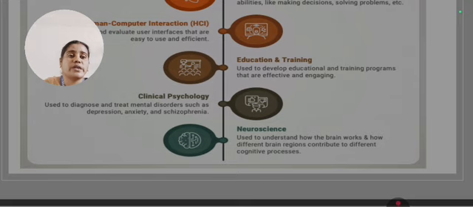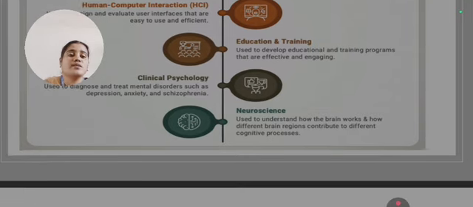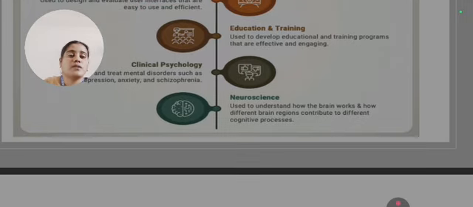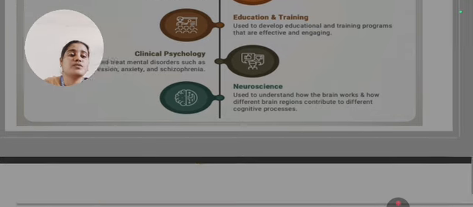In education and training, it is used to develop educational and training programs that are effective and engaging. Next one is clinical psychology, which is used to diagnose and treat mental disorders such as depression and anxiety. Last one is neuroscience, mainly used to understand how the brain works and how different brain regions contribute to different cognitive processes.